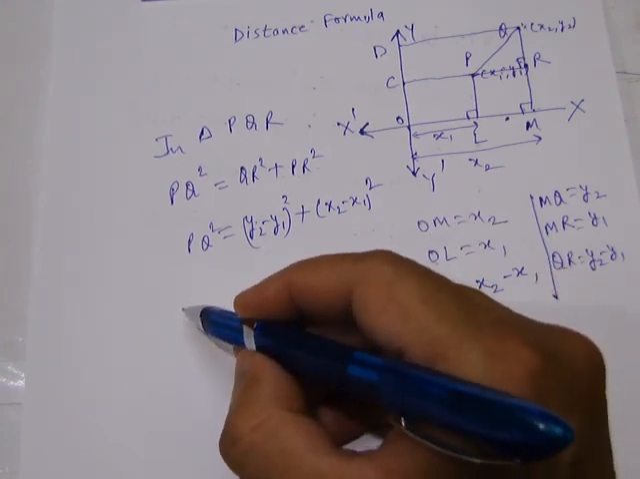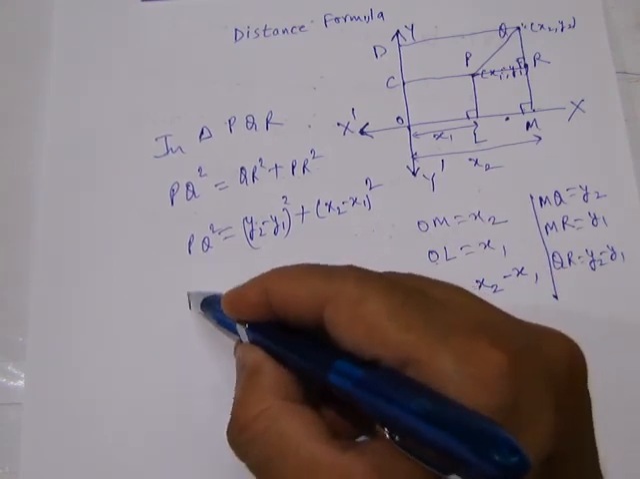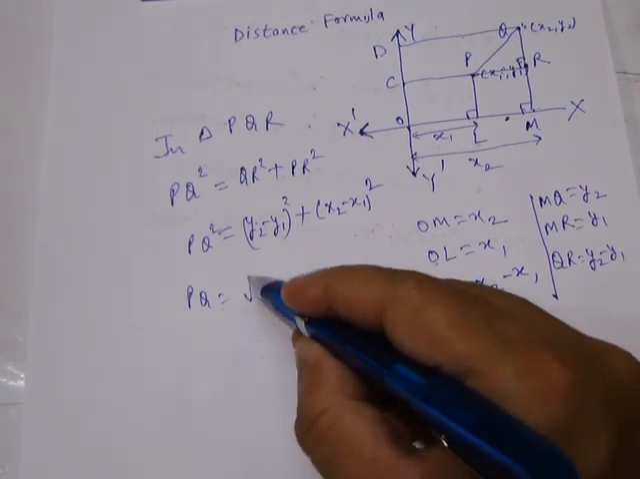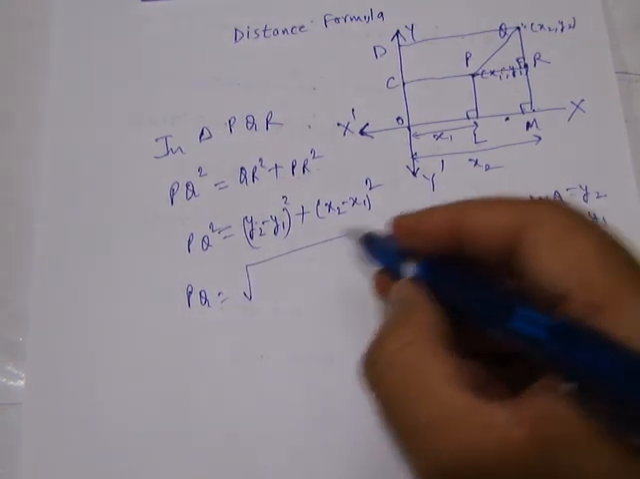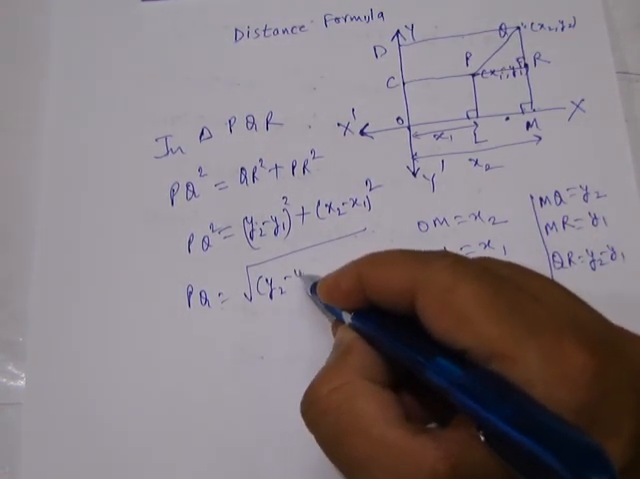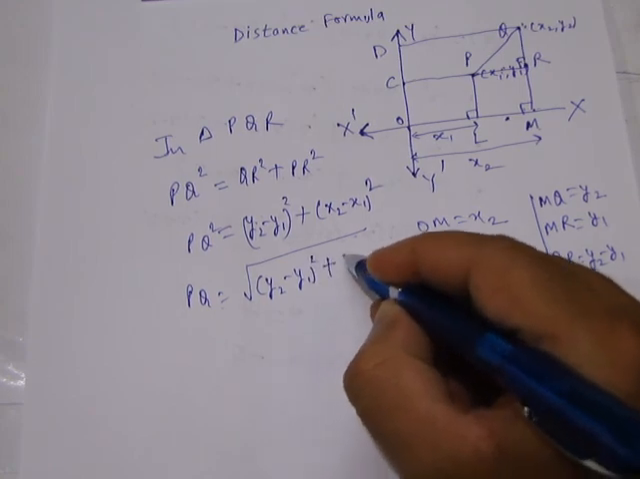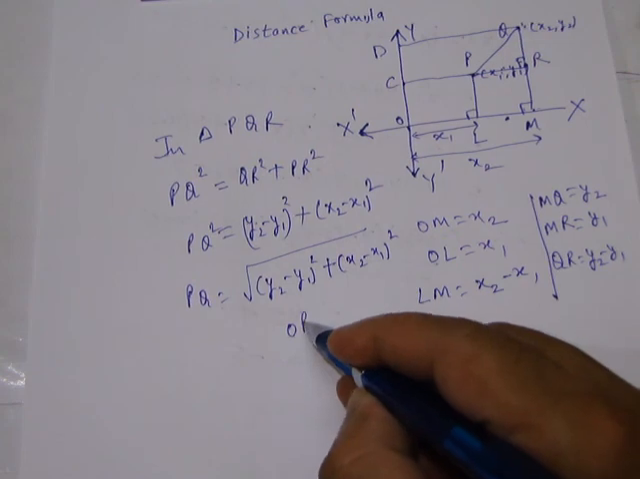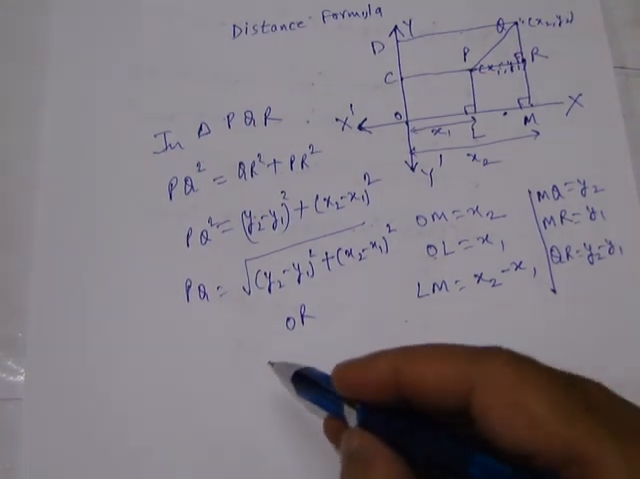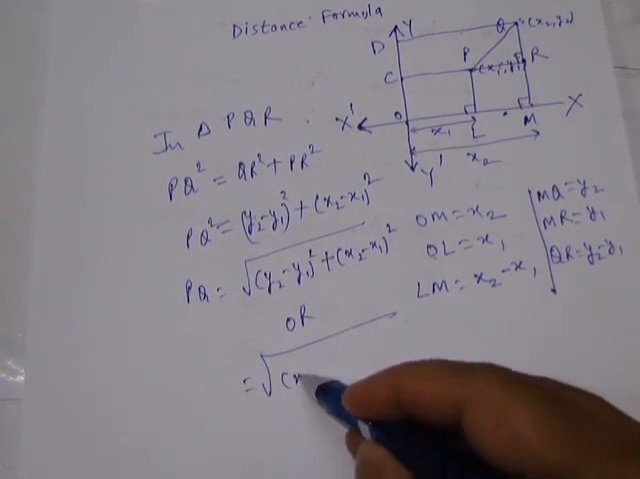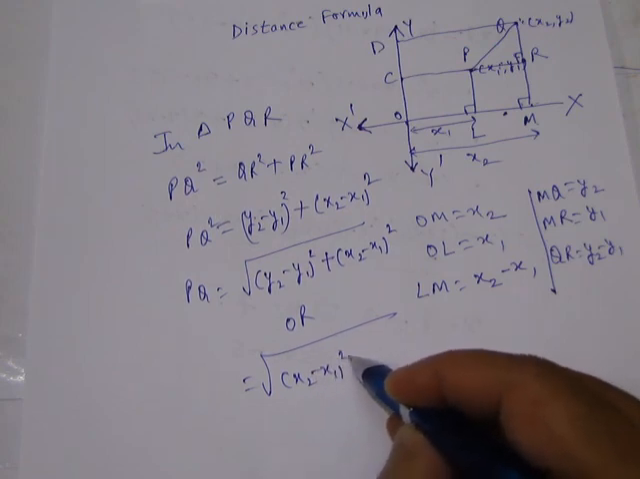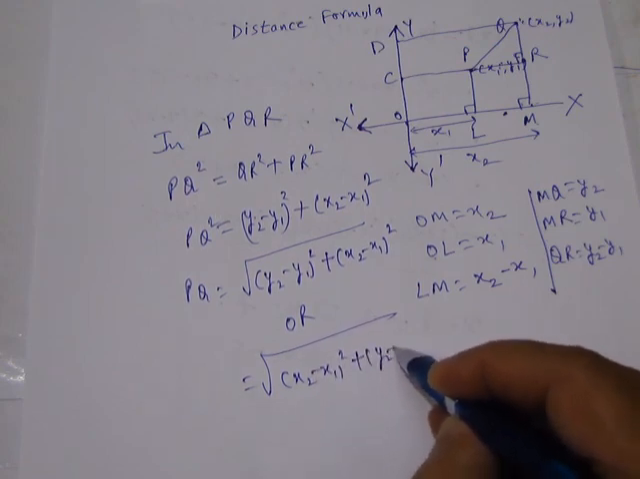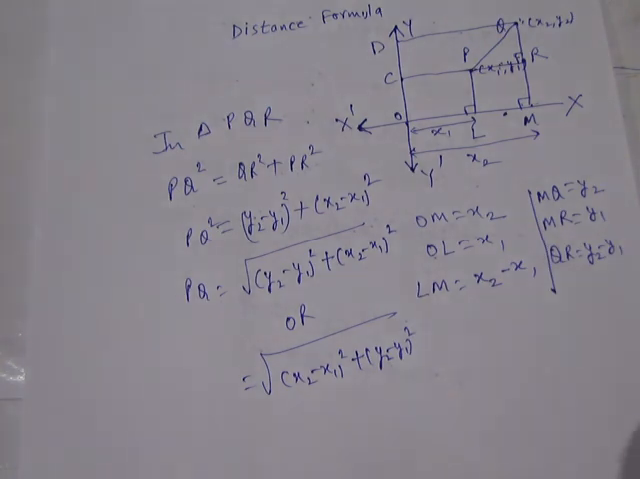So if I take the square root, I will get PQ as under root y2 minus y1 whole square plus x2 minus x1 whole square. You can also write it like this, because in books you will find it written as x2 minus x1 square plus y2 minus y1 square. It's one and the same thing. In this way the distance formula is derived.